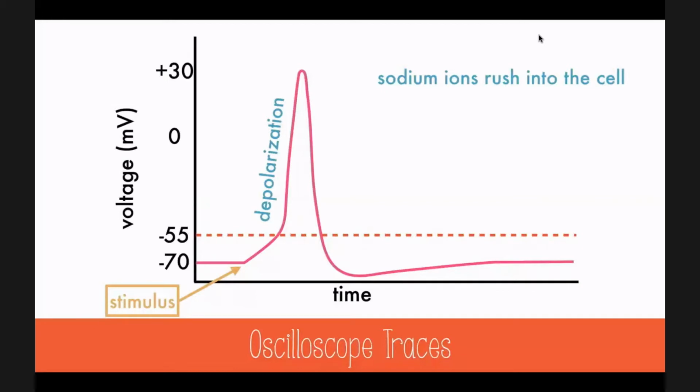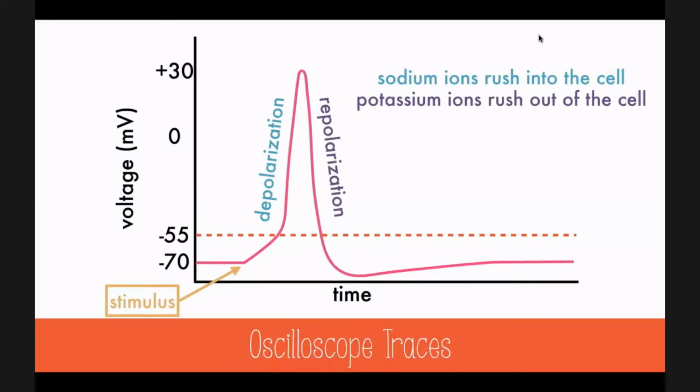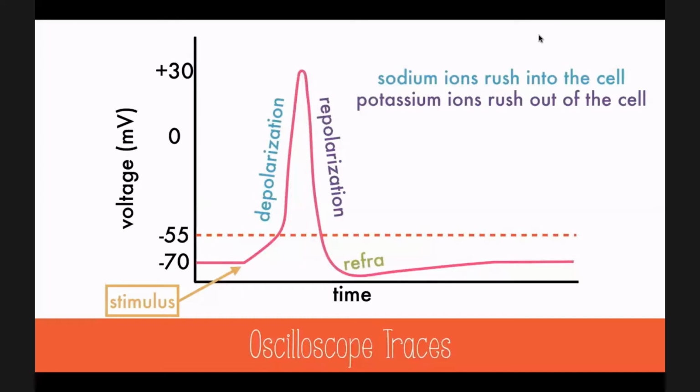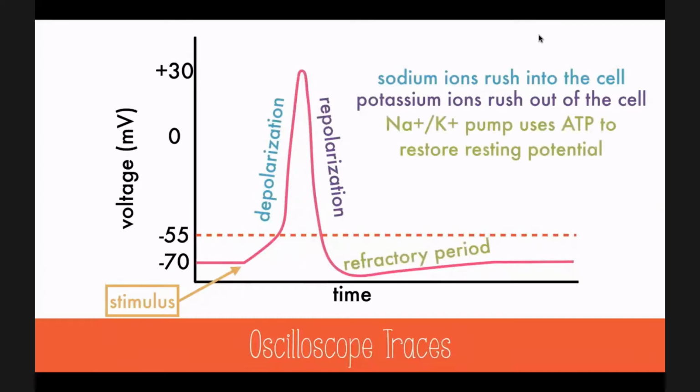This polarity change opens the potassium gate, which allows potassium ions to rush out of the cell, which rapidly repolarizes the inside to a negative charge. This can often become more negative than negative 70 millivolts and is called hyperpolarization or undershoot. This will be corrected during the refractory period, where the sodium-potassium pump uses ATP to restore resting potential. During this time, no additional action potentials can be sent, but once resting potential is reached, the neuron is ready to fire again.